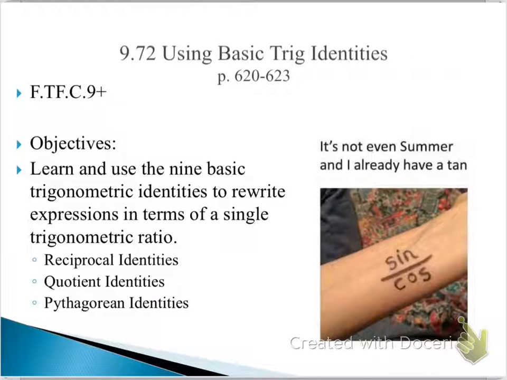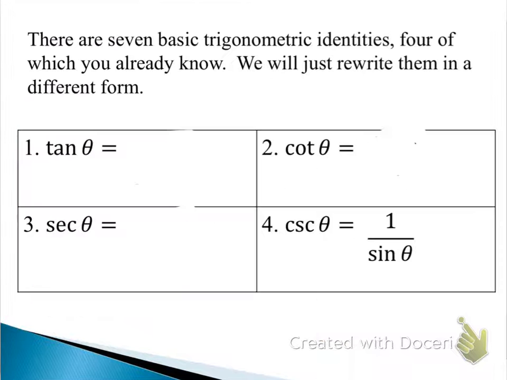Okay, so we're going to be looking at basic trig identities, and we're going to learn how to use the 9 basic trig identities. The different identities are the reciprocal identity, the quotient identity, and the Pythagorean identities. What's going to happen is that we use these identities to verify trig equations. Okay, so here are these trig identities.